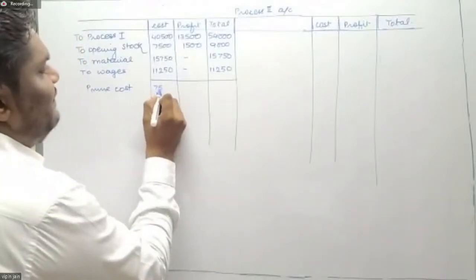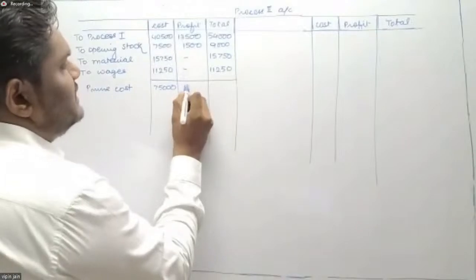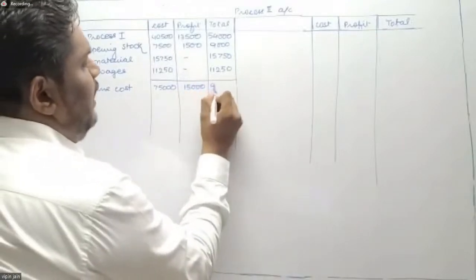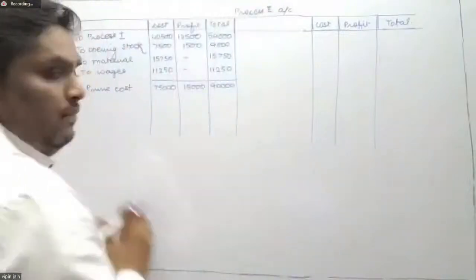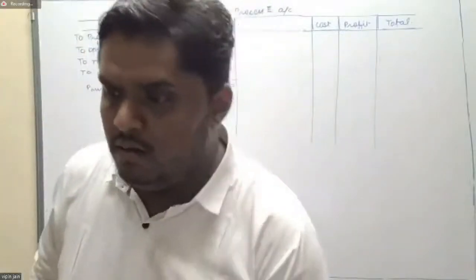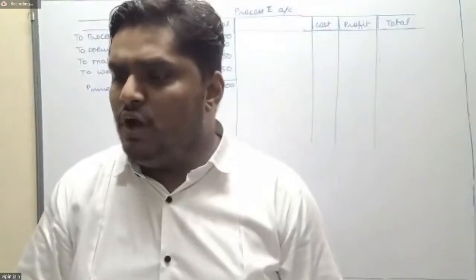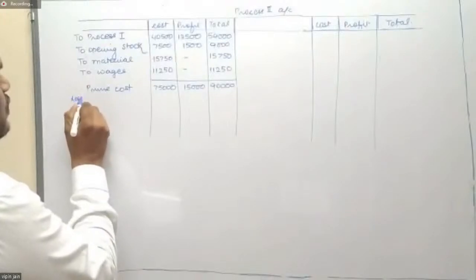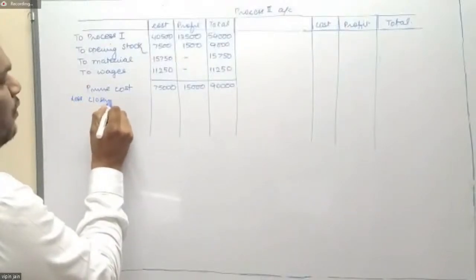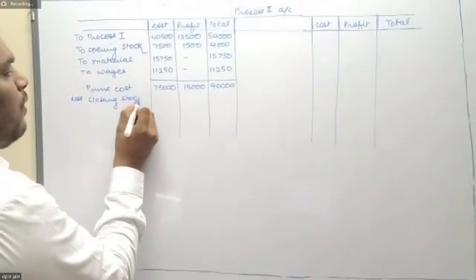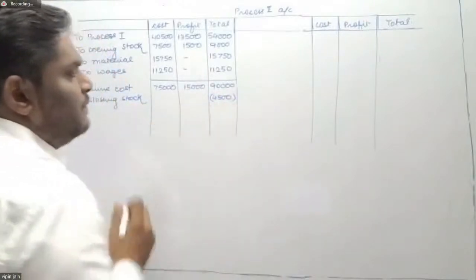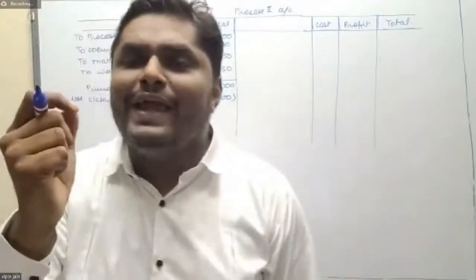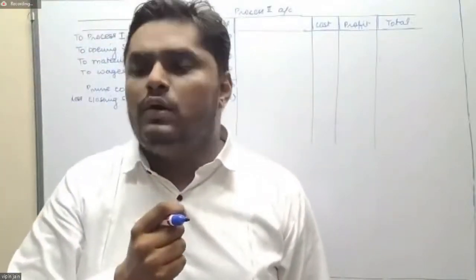That is 75,000. This is 15,000. And this is 90,000. Now, the closing stock is given in the question, that is 4,500. So we'll deduct closing stock, that is 4,500.